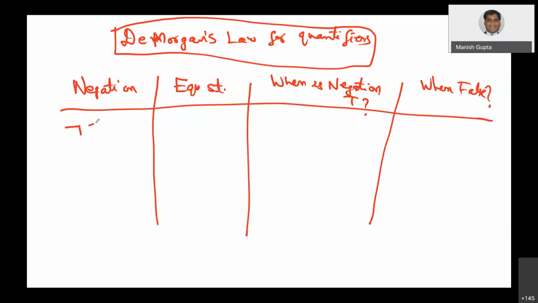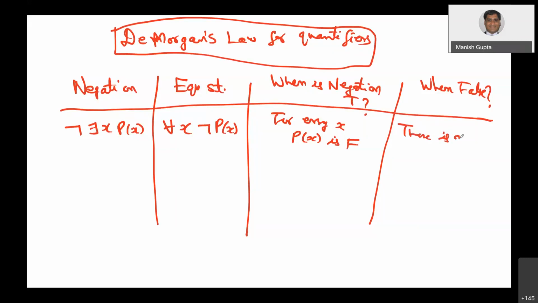Negation of there exists x, P(x): the equivalent statement will be for every x, negation of P(x), right? So when is the negation true? For every x, P(x) is false, right? And when false, there is an x for which P(x) is true, right?